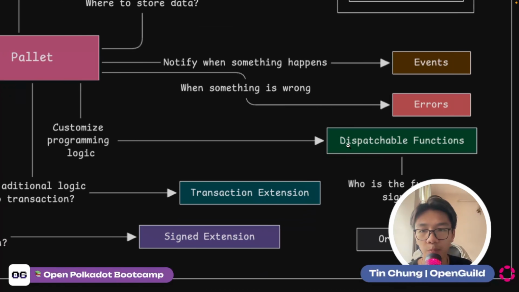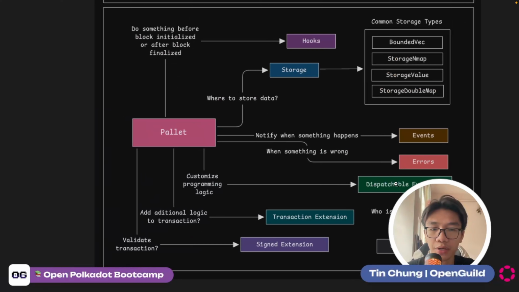Another one is the dispatchable function. This is one of the most core components of the pallet, and it acts as the entry point for all the functionality of the pallet. A dispatchable function, in terms of Substrate, we can also call an extrinsic, because whenever you dispatch a function, it basically generates a new transaction and submits it to the chain, so we also call it an extrinsic. Dispatchable functions are responsible for handling the logic to customize the programming logic of a chain.